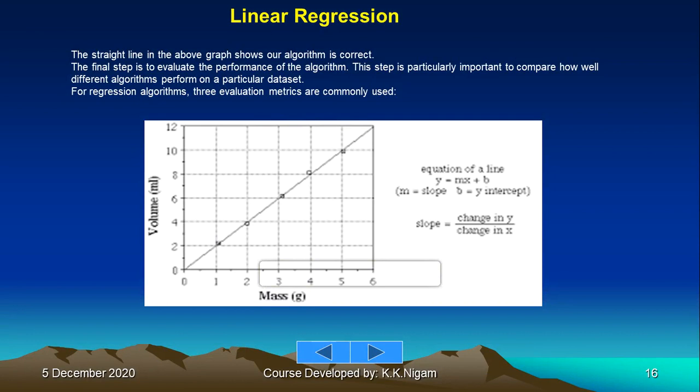Now the straight line in the above graph shows our algorithm is correct, and the final step is to evaluate the performance of the algorithm. Whatever we have done is fine, it is giving us the results, but now we also want to check, or rather evaluate, the performance of the algorithm that we have developed. This step is particularly important to compare how well different algorithms perform on a particular data set. For regression algorithms, 3 evaluation metrics are commonly used, right?